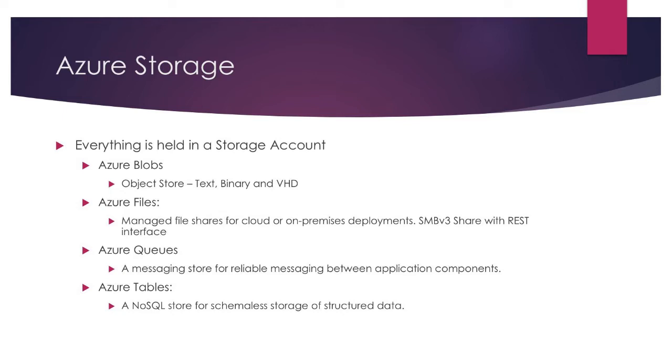We've got Azure Files. This is managed file shares for cloud or on-premise deployments. Essentially, this is an SMB version 3 share that also has a REST interface that you can connect to as well. We have Azure Queues, which is a message store for reliable messaging between application components, and Azure Tables, which is a NoSQL store for schemaless storage of structured data. Honestly, for those two, it's not an area that I work in, so I won't be covering off the last 2 on that list.